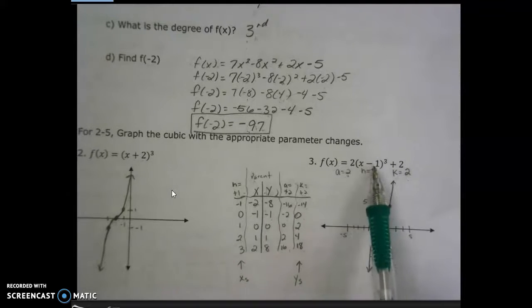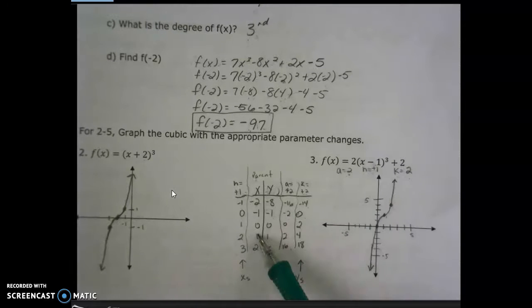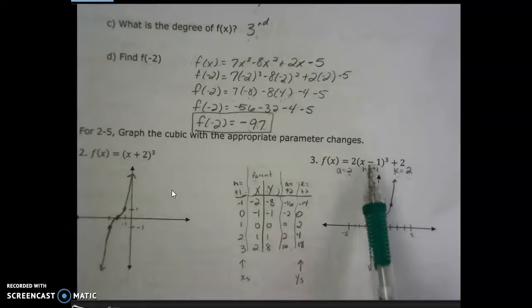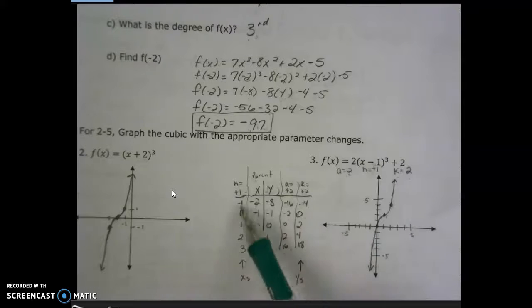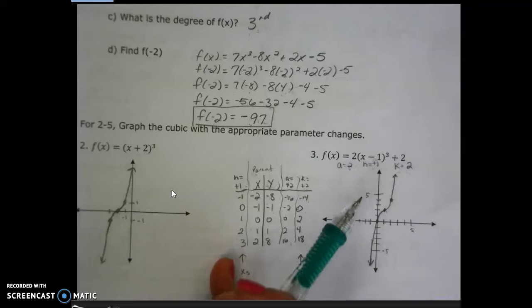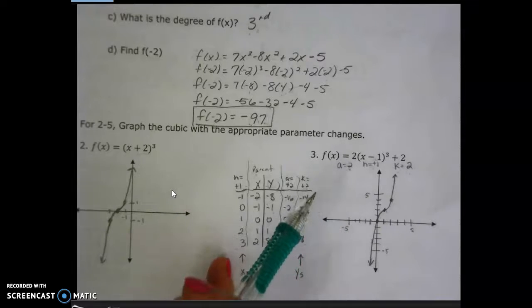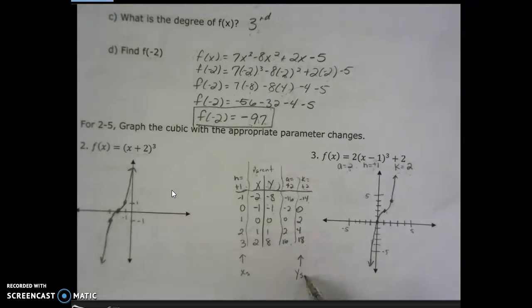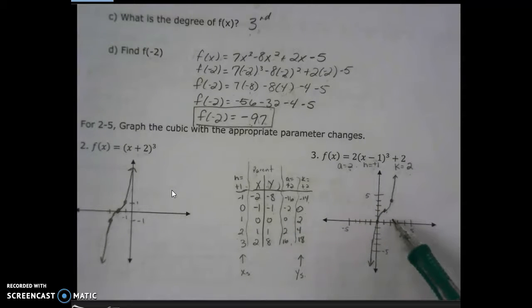The stuff on the inside affects the X's. Insiders lie, you do the opposite. You can see -1, you're going to add 1 to the X's. Once you finish your table, stuff on the far left are the X values of the transformed function. Stuff on the far right are the Y values of the transformed function. So you can see that here. It went right 1, up 2, and stretched by a factor of 2.